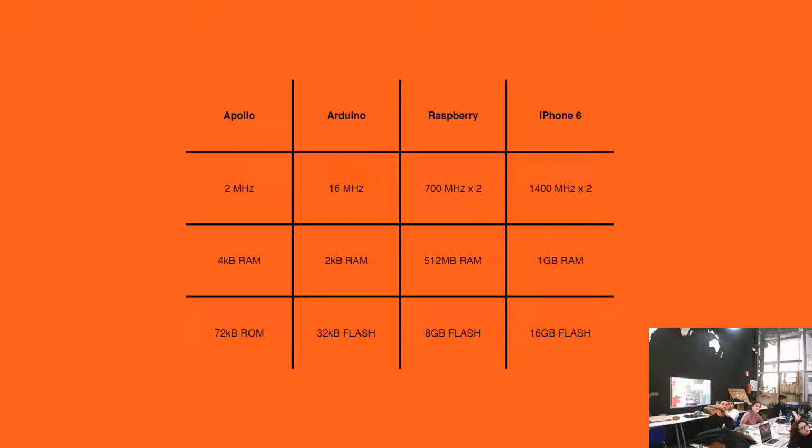In some terms, it's faster. In fact, the Apollo computer was running at 2 megahertz, and the Arduino runs at 16 megahertz, while the Raspberry Pi runs at 700 megahertz and has two processors, so it's dual. And your iPhone 6 is 1,400 megahertz, also with two processors. So the speed of processors has moved really, really fast.